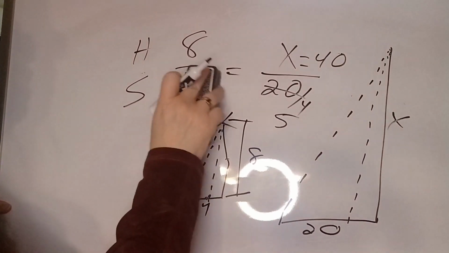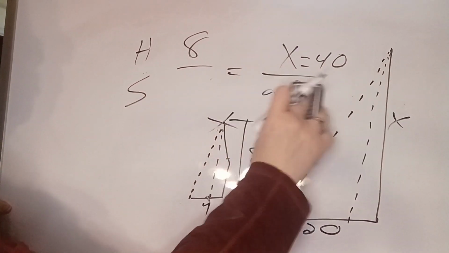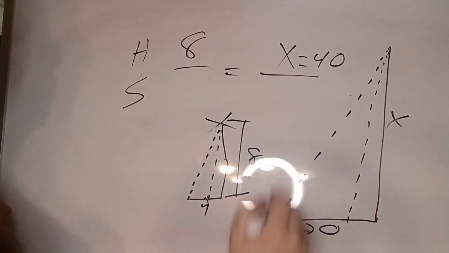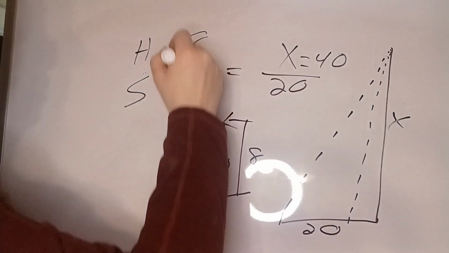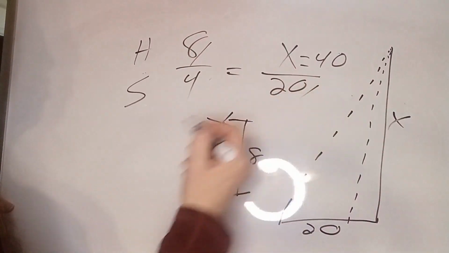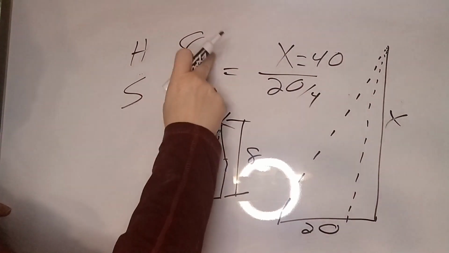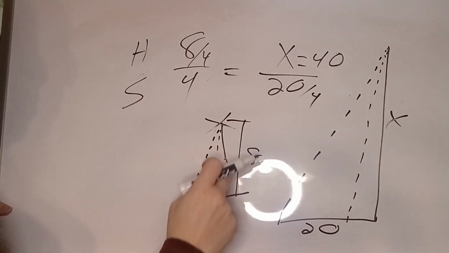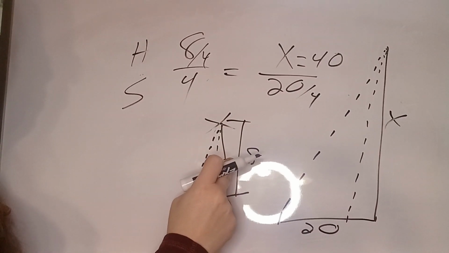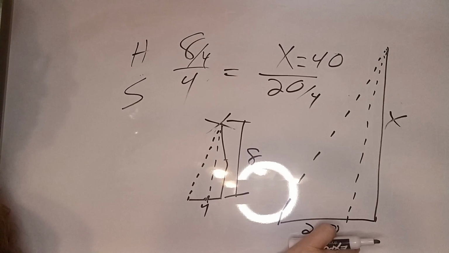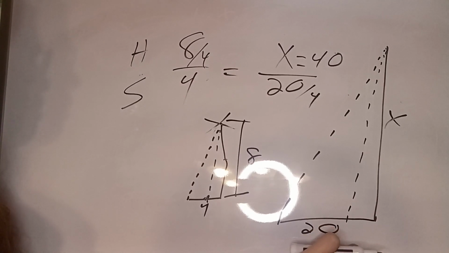The one thing you cannot do is divide this way. Because what you're doing there is you're saying that you're cutting the signpost down and that's making the shadow shorter. And that doesn't make any sense at all.